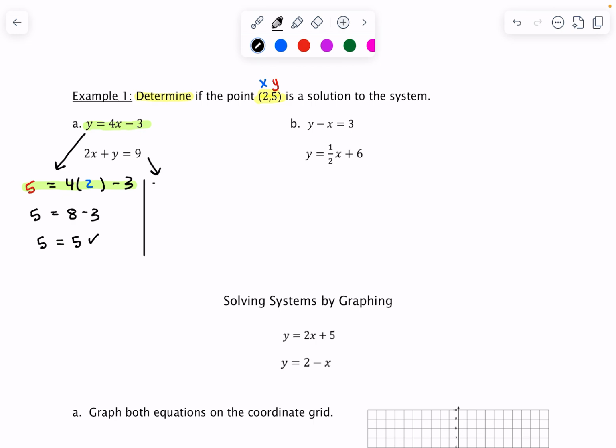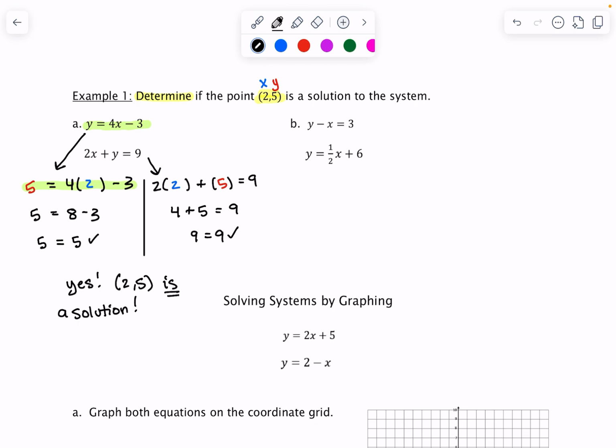I'm going to have 2x plus y, but instead of x and instead of y equaling 9, I'm going to plug in my 2 and my 5. So x is 2, y is 5, and let's simplify. 2 times 2 is 4. We can drop this parenthesis on the 5. Is 4 plus 5 9? Yes, 9 equals 9. So we can say that yes, (2, 5) is a solution.